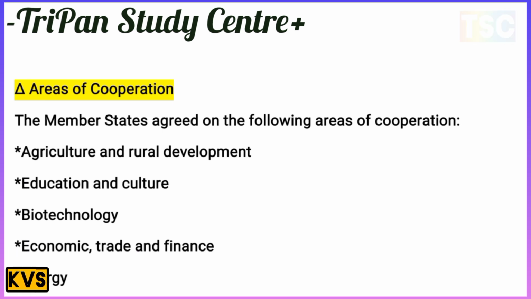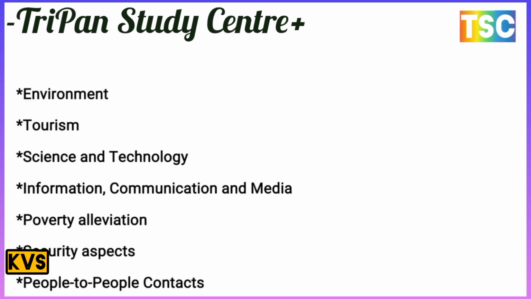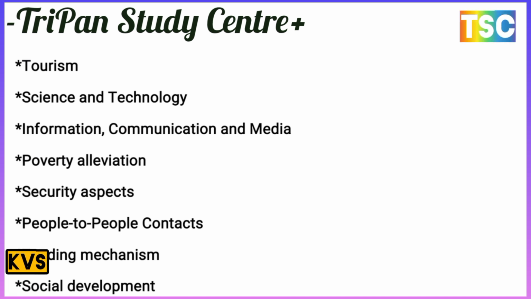The next point is also important. Areas of cooperation of SAARC. The member states agree on the following areas of cooperation. First of all, agriculture and rural development. Secondly, education and culture. Third, biotechnology, economy, trade and finance, and energy, environment, tourism, science and technology, information, communication and media, poverty alleviation and security aspects, people-to-people contacts, and the next, funding mechanisms and social development also. This is the most important area here.